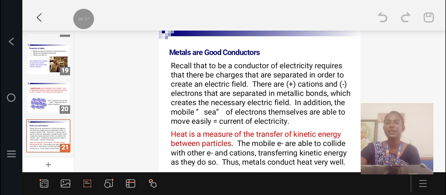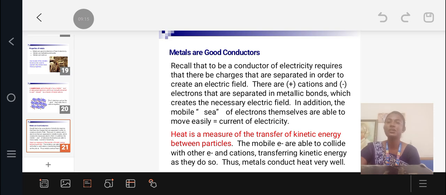Metals are good conductors. Recall that to be a conductor of electricity requires that there be charges that are separated in order to create an electric field. There are positive cations and negative electrons that are separated in metallic bonds, which create the necessary electric field. In addition, the mobile sea of electrons themselves are able to move easily, which is the current of electricity.